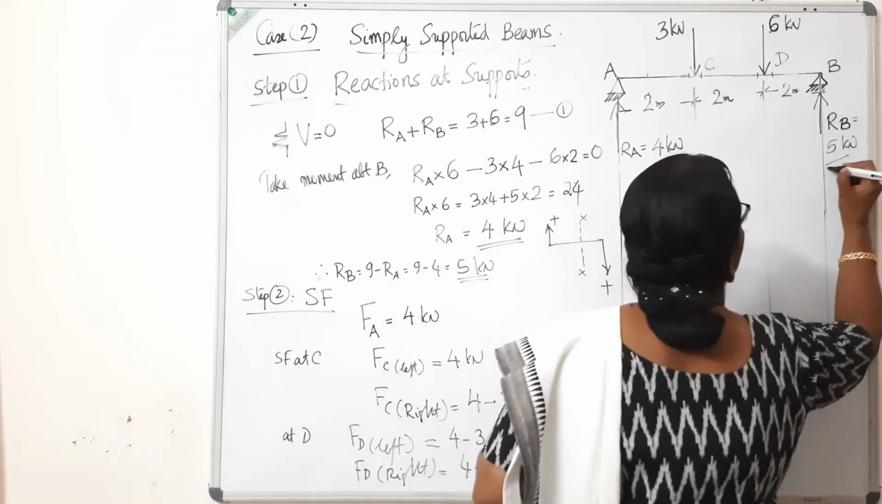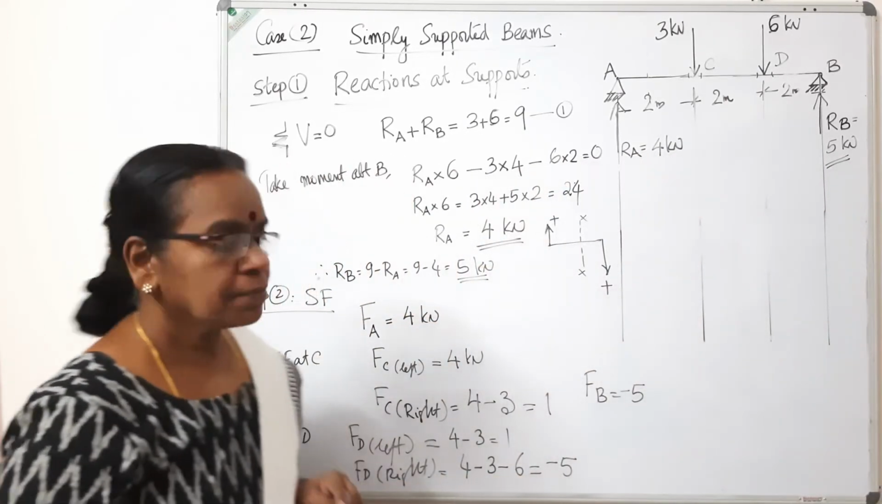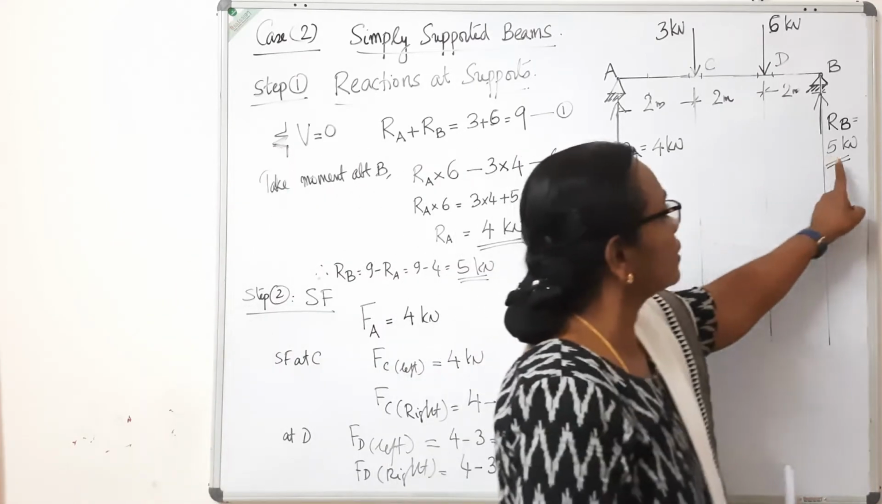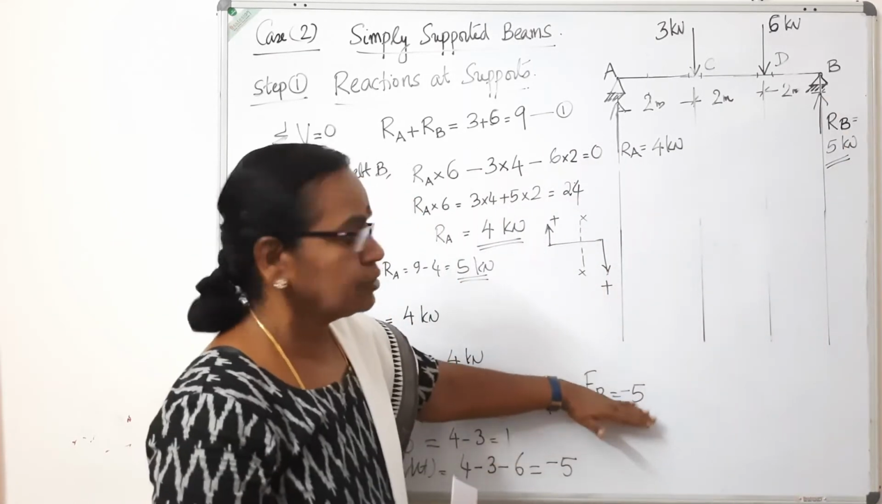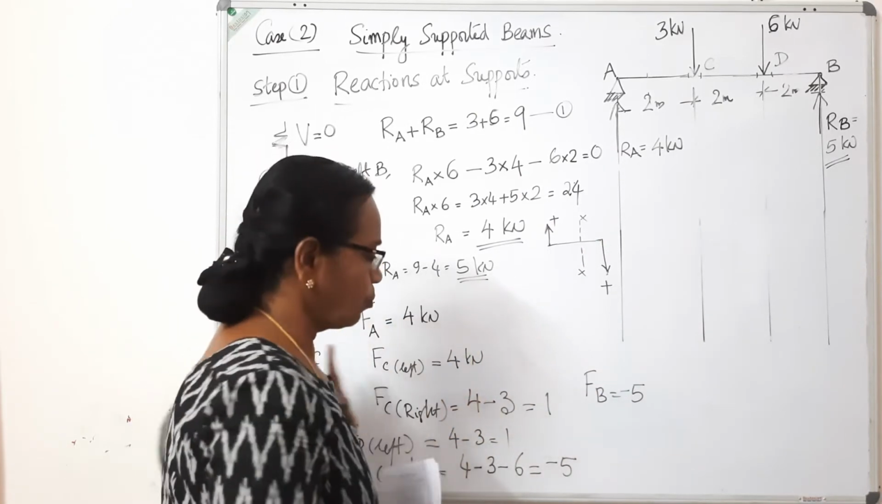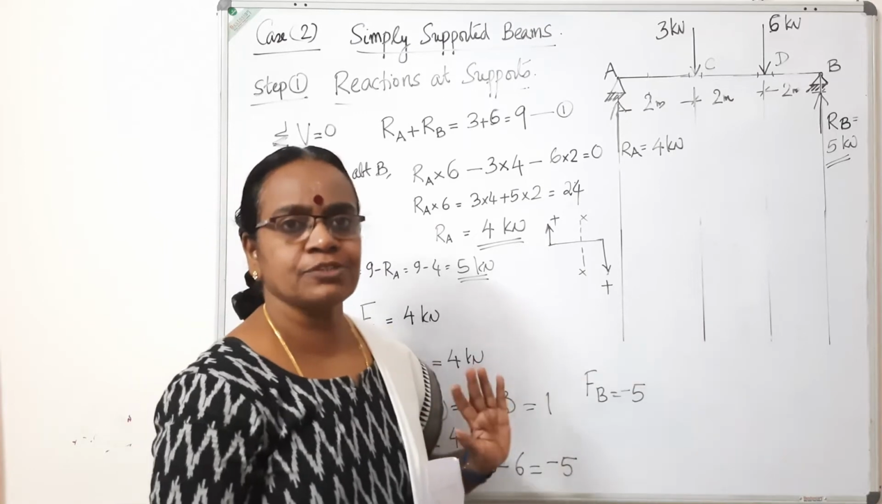See, this reaction is 5. Right of section downwards is positive. This FB is acting upward, so we got the value negative. So we can check whether we are arriving at the reaction value. When you move from one side to the other, we are getting the right value.